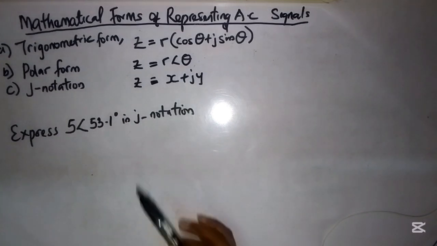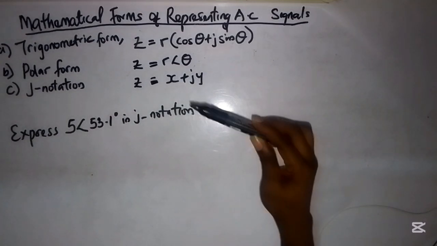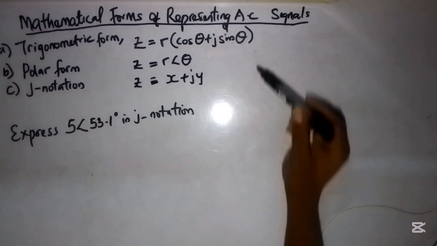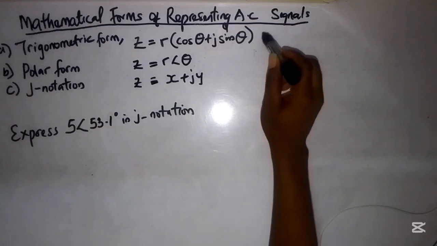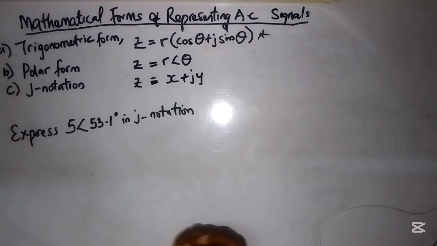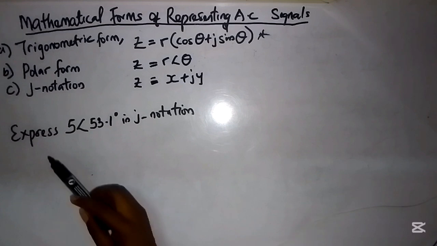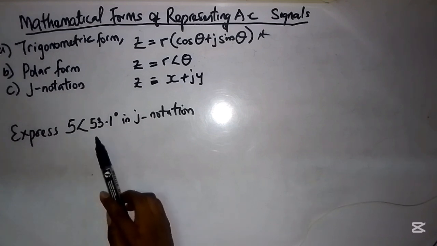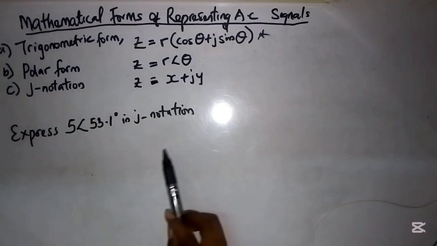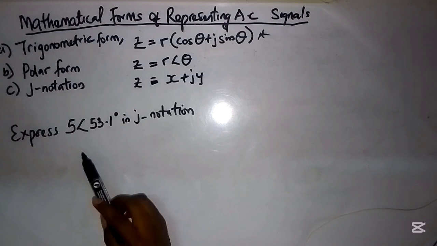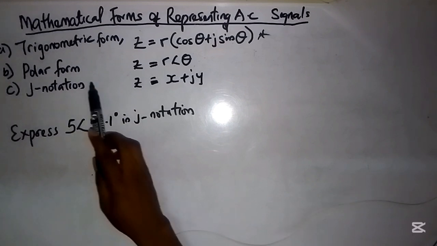In this video, I'm going to be showing you with examples how you can convert from one form to the other, and how we can see this trigonometric form as the major way of computing AC signals. So let's look at this example here. This example says we should express 5 at an angle of 53.1 degrees in j-notation. We can see from here that this expression is in polar form.